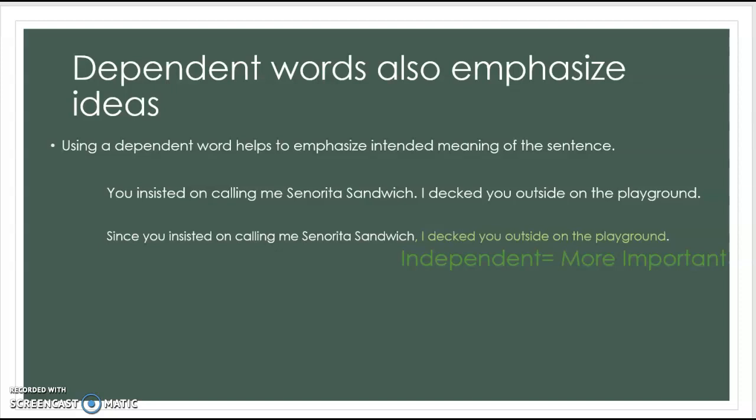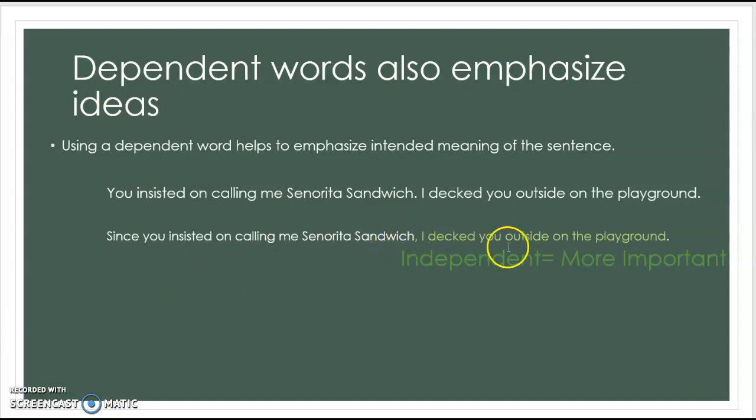Well, I'm the author, so I can determine which one I want to have is more important. I want the second independent clause. I decked you outside on the playground. That's the one that I want to put the emphasis on. So I'm going to keep that one as independent, and I'm going to make the other one dependent by adding a dependent word at the front of it. The dependent word that fits is since. Since you insisted on calling me Senorita Sandwich, I decked you outside on the playground.